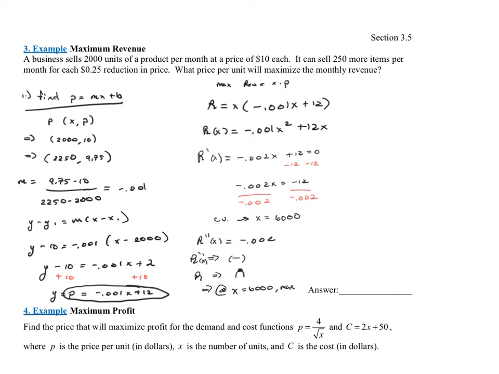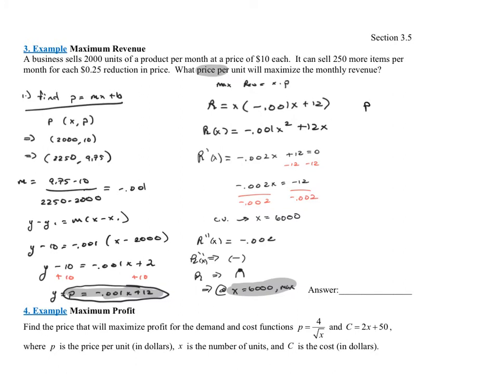It says, what price will maximize the revenue? What we determined was what quantity. X is the quantity that'll maximize revenue. So what do I need to do? I need to plug that back in to the price function. Well, we know what the price function is, so this isn't too bad. It's just one more step of work here.